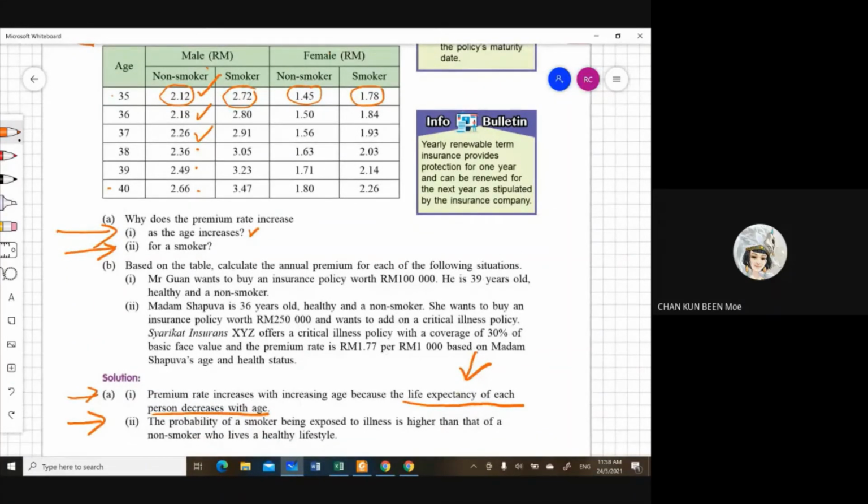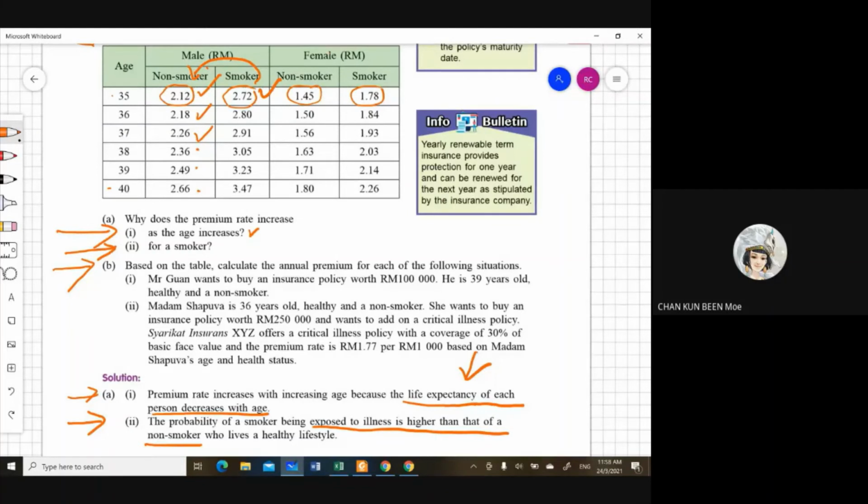The probability of a smoker being exposed to illness is higher than that of a non-smoker who lives a healthy lifestyle. Okay, probably the smoker will get lung cancer and so on. That's why for a smoker, you can compare, it is higher than a non-smoker. Now we look at B here. Based on the table, calculate the annual premium for each of the following situations.